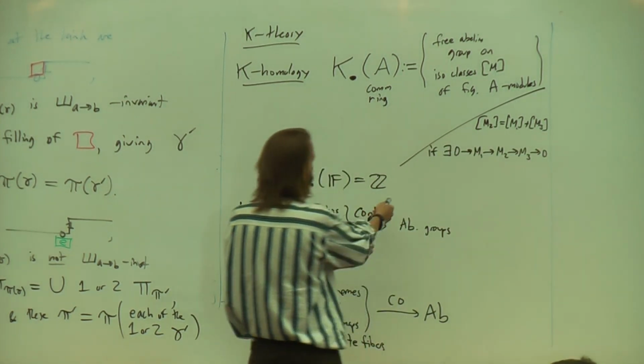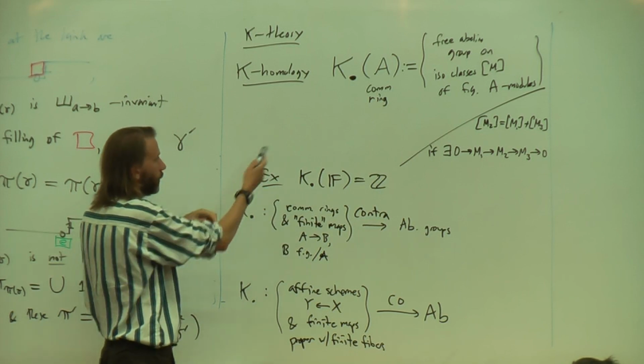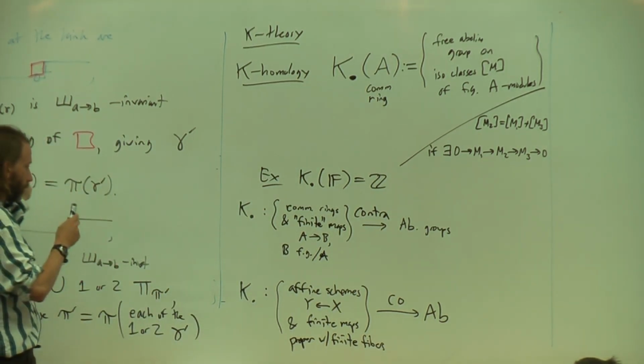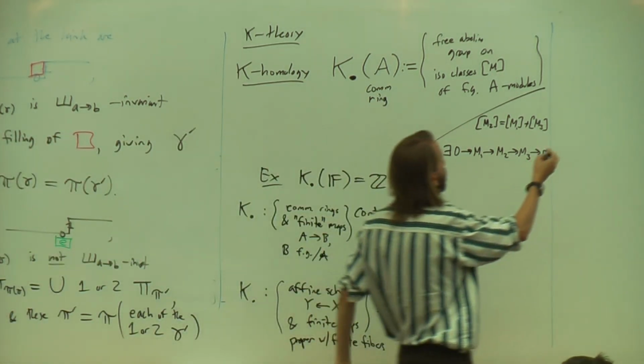So I want to do an example of a calculation of one of these short exact sequences to see what this looks like. Let me first mention a theorem.